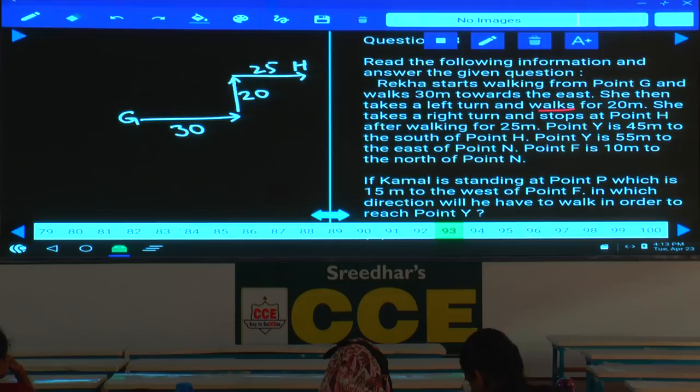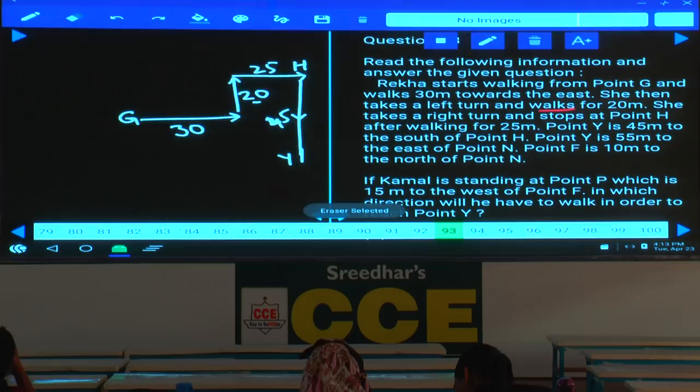This pointer here is Y. Y is 45 meters to the south of H. This is 20 and this must be 25, and the total distance is 45. The distance between these two is 45 meters. Y is 45 meters to the south of H, and Y is 55 meters to the east of N.